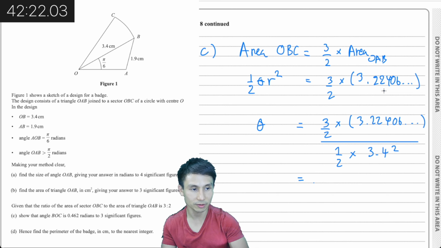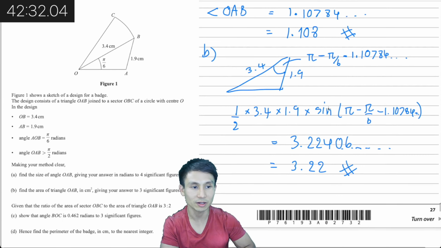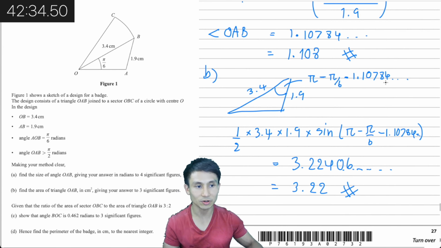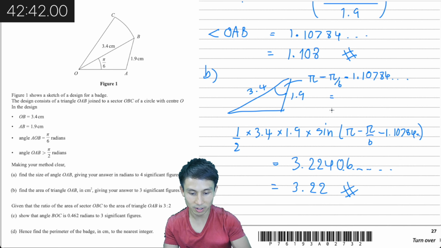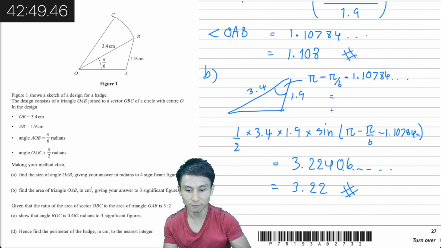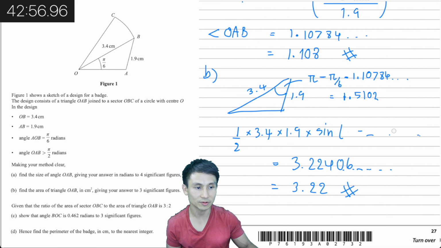times 3.224. Okay, just that. This is 0.5 times 3.4 squared. Yeah, okay. That's something wrong with my area right here, I think. Okay, let me try calculate the angle here again for question B. So that's pi minus pi over 6. And then minus 1.10784. So this is in radian, 1.5102. And then I substitute that instead.